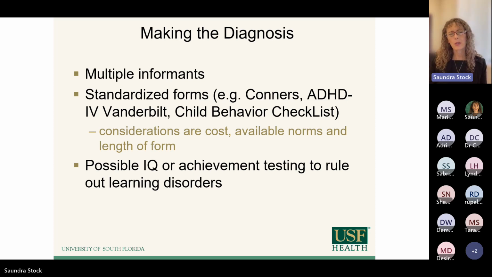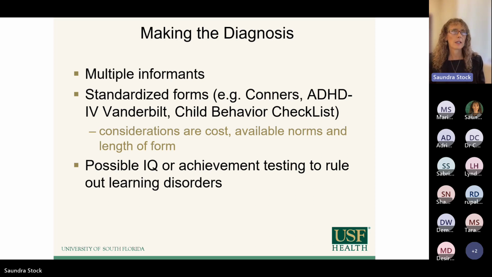Obviously when we make the diagnosis, we get multiple informants. We ask parents, we ask teachers, we might ask a daycare provider or a coach. We get information from at least 2 informants, usually 2 settings, using standardized forms. So each of your clinics probably has something that you use, and there's many forms. You can use the Connors, you can use the ADHD-4, you can use the Vanderbilt, you can use a much more extensive questionnaire, like the child behavior checklist. It's also called the Achenbach.